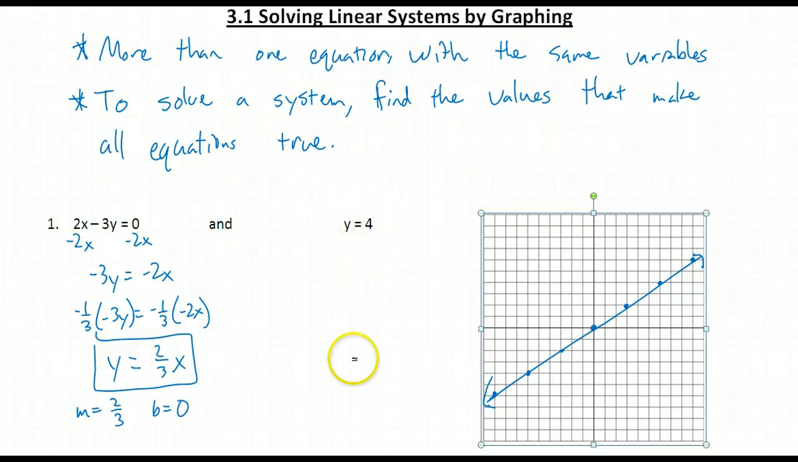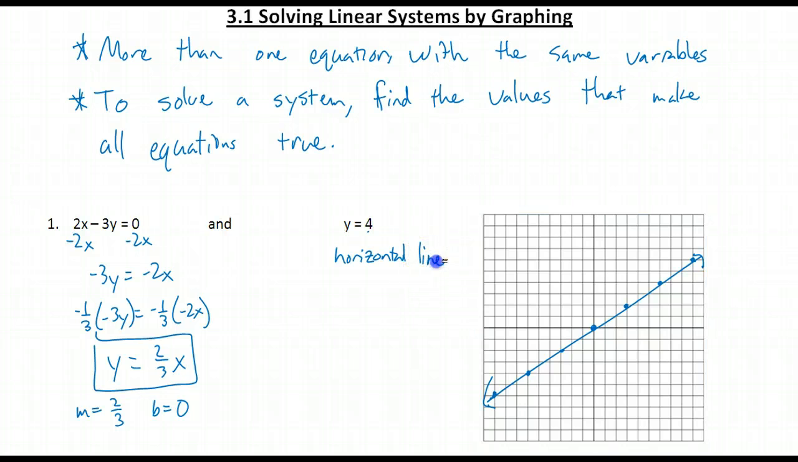To graph my second line, y equals 4, y equals a number is a horizontal line. I'm going to have a slope of 0, and it's going to go through the point 4 on the y-axis. So my y-intercept is 4, and then I have a slope of 0, which gives me a horizontal line. Now all of the points on this horizontal line make my second equation true.